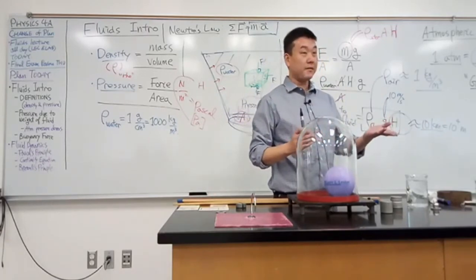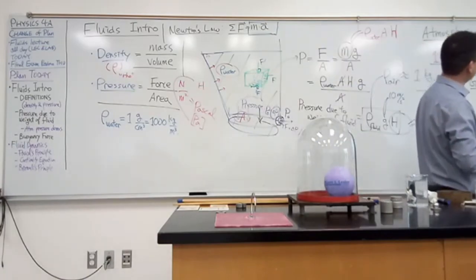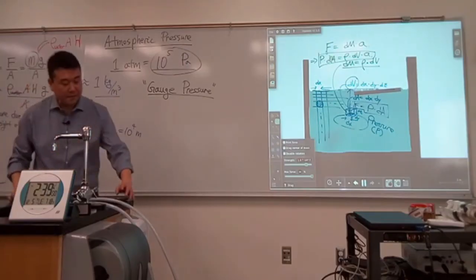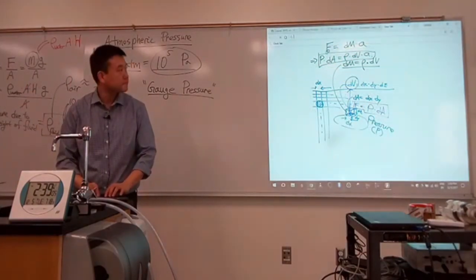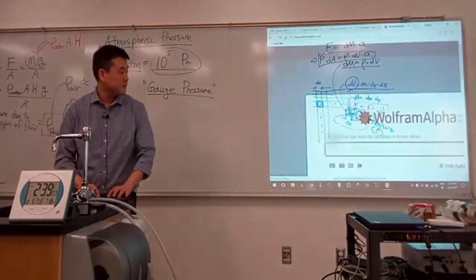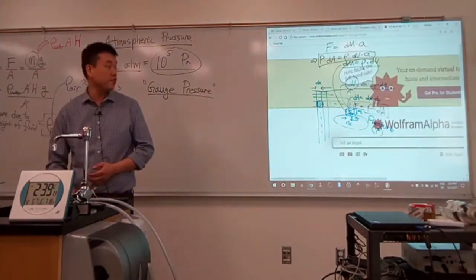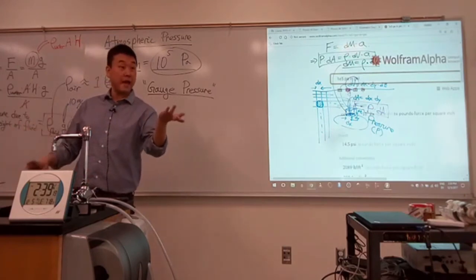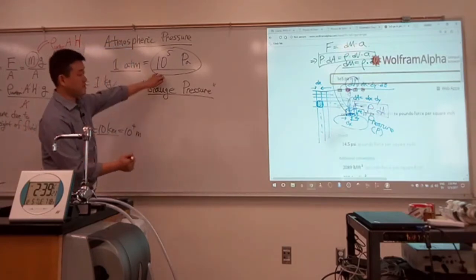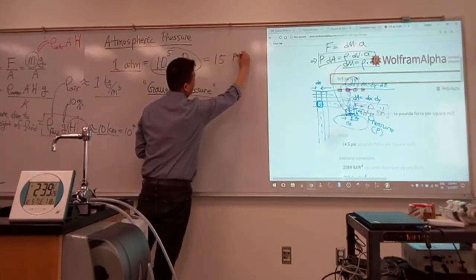I don't know how much this is in PSI. Let me do the conversion so that I actually know the number in PSI. Wolfram Alpha: 10 to the 5 Pascals in PSI. Pounds per square inch is another unit of pressure that you will see a lot, like when you're inflating your tires. So this is about 15 PSI. Let me write it out.